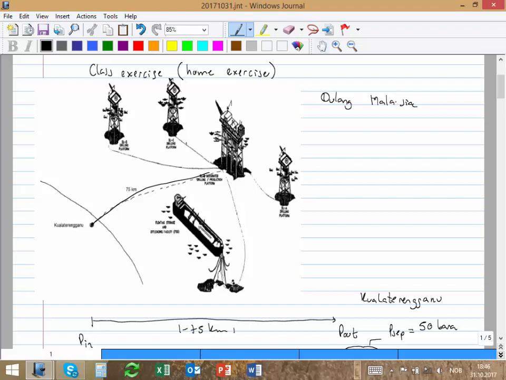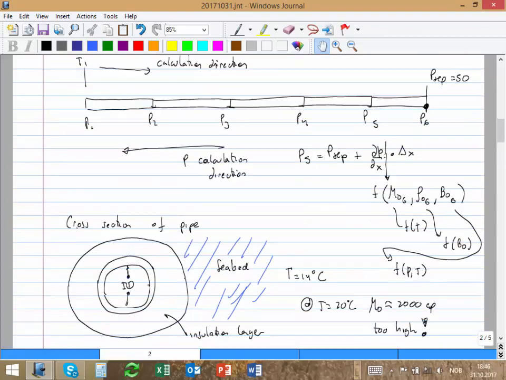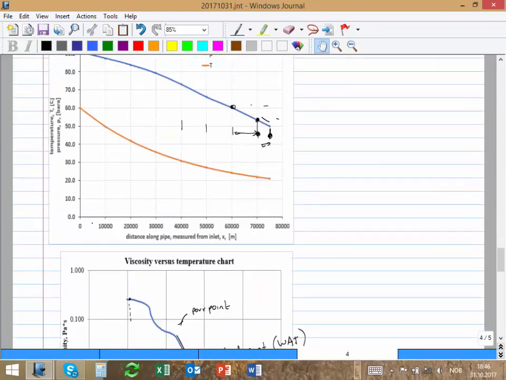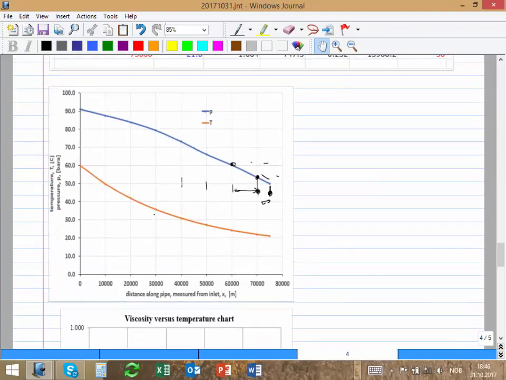Not really. We need to send and retrieve the pig from the same place in subsea systems because we don't have any place to receive the pig. But in this case, we can send it from the platform and we can receive it in the separator, here on land. So we don't need two lines. We can use one line, but as we expect wax, we have to do frequent pigging. And we have to determine how often that has to be.